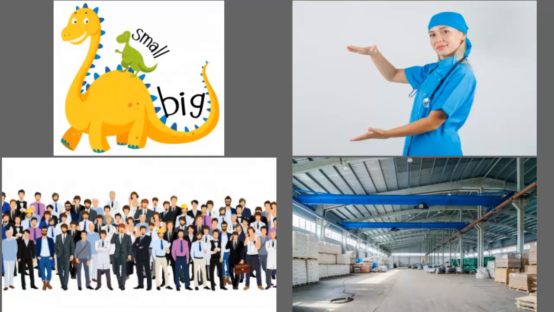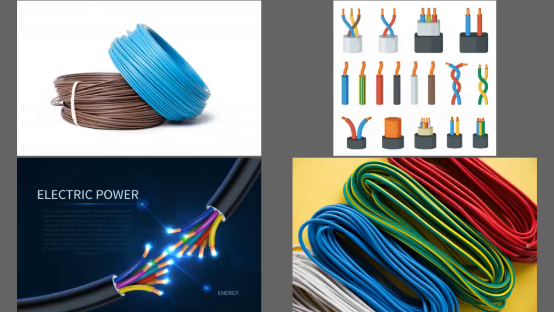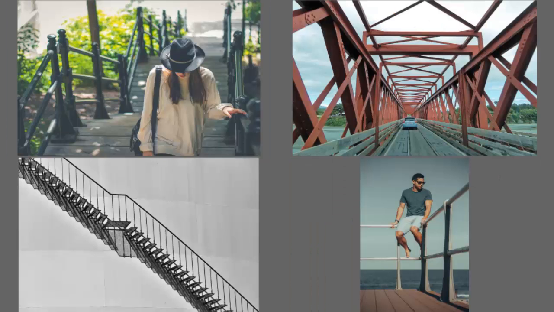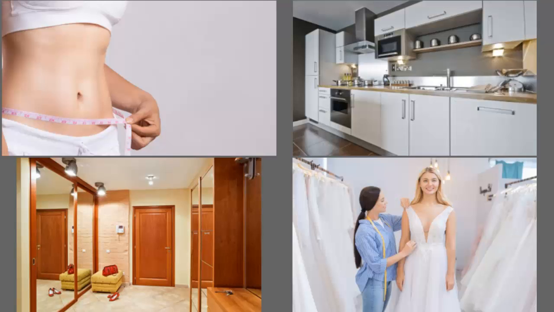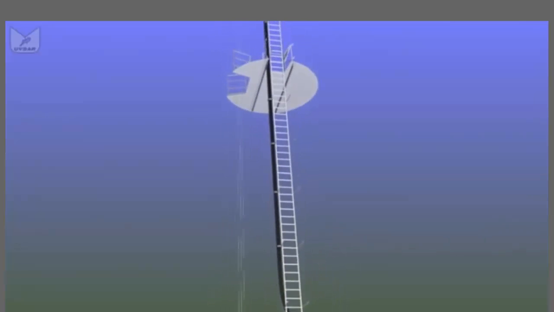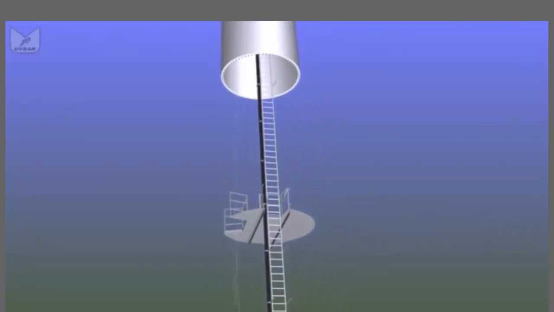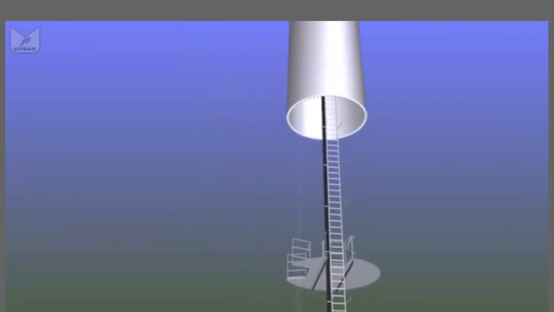Almost all large turbines will just have a single run of ladder for the majority of the run up the tower. It will have a wire or a rail system, a fall arrest device fitted to it.